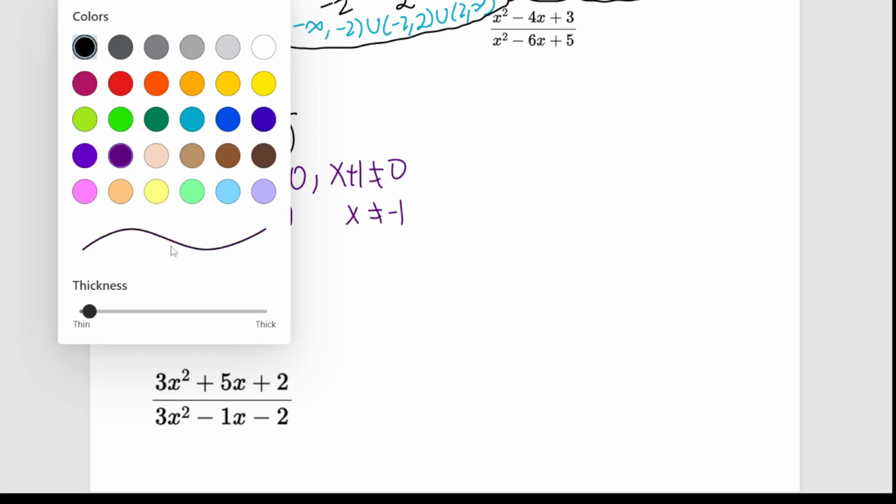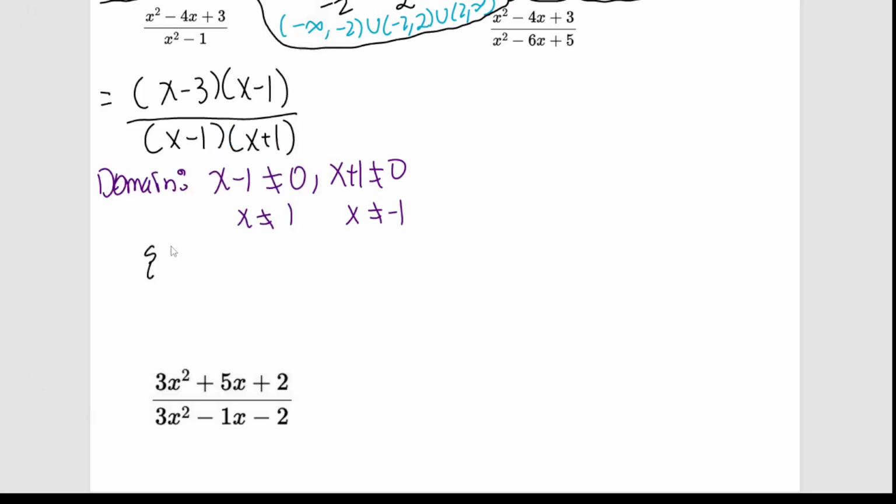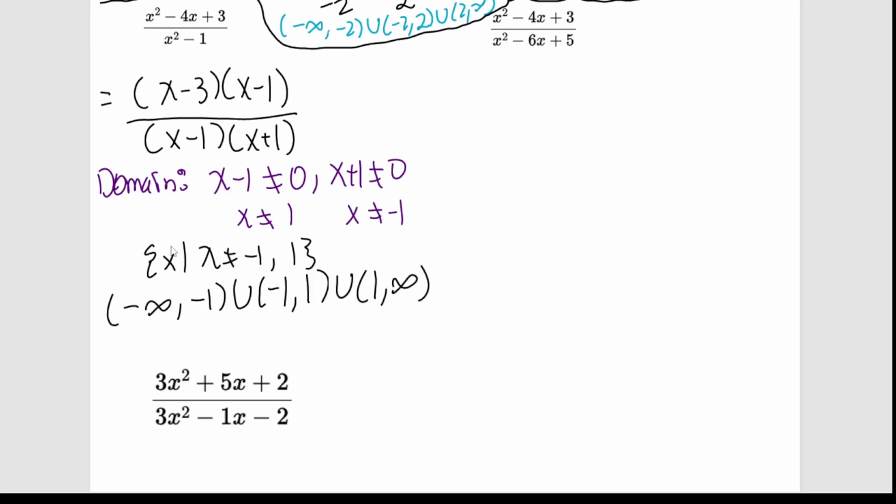So if we're going to use set builder notation, that would be x such that x does not equal negative 1 or 1. If we're going to be using interval notation, that's going to be any number smaller than negative 1, but not including the negative 1, any number between negative 1 and 1, but not including either of those, and then any number bigger than 1 is going to count as well.